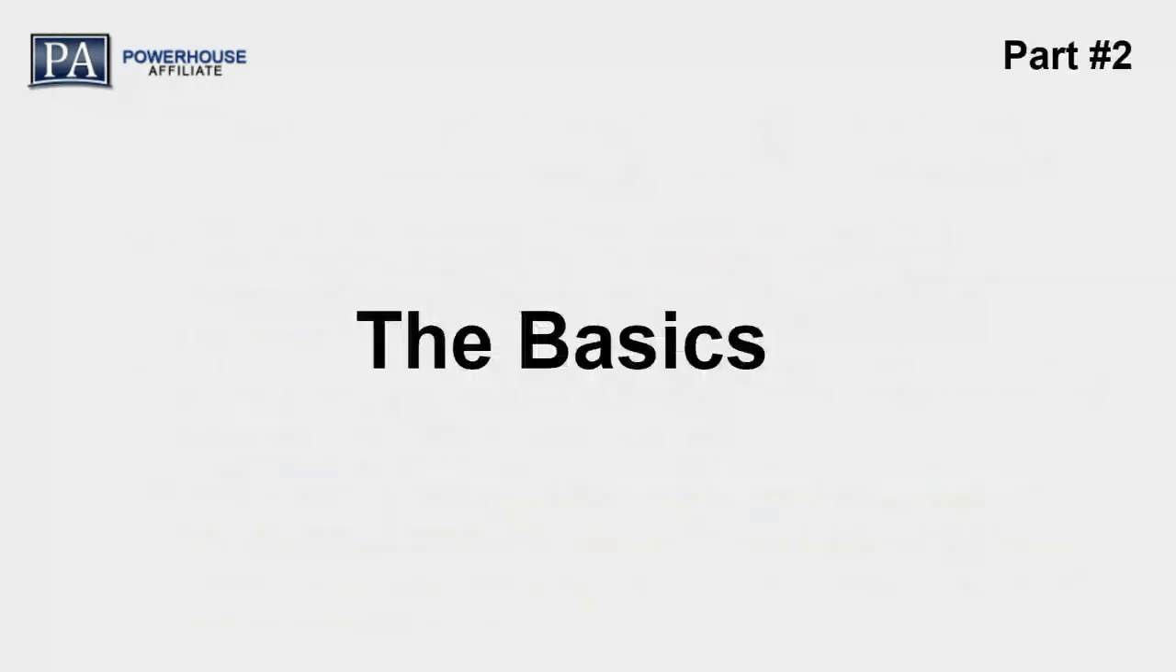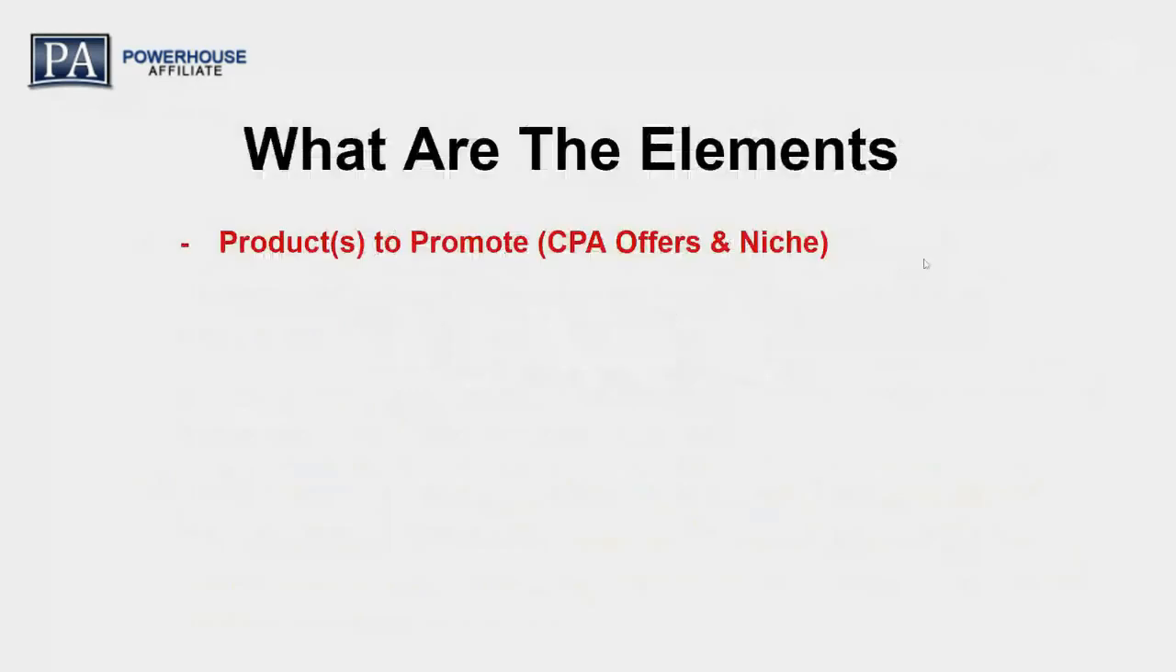So now we're going to cover some of the basics. These are some of the elements that you're going to need or you're going to have to familiarize yourself with if you're going to get into email marketing. So the number one thing is you're going to need product or products to promote. So CPA offers and a niche.